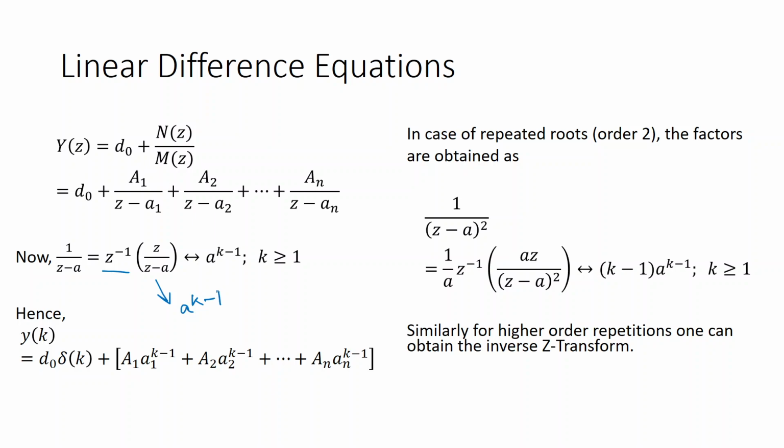So you look back into the properties table, and in the transform pairs table you will find that this particular thing exists. So this relationship comes from both the pairs table as well as the properties table. So you have to refer to both tables once in order to verify that this is correct. And one thing you have to mention is for what values of k this is valid. This is obviously valid for k greater than or equal to 1, because for k equal to 0 you don't have your sequence.